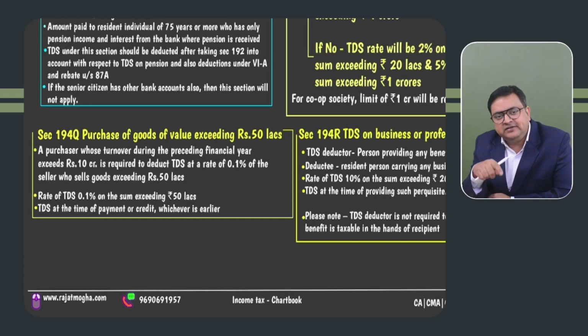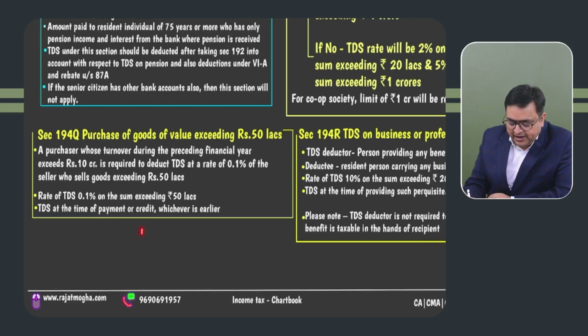There is simultaneously a section in TCS also, 206C(1H). If you don't remember the section number, that's completely fine. There's simultaneously another section. Let me cover that also. In case the seller's turnover of the last year is more than 10 crore and they are selling goods to a buyer for more than 50 lakh rupees, then TCS will be collected at the same rate, 0.1% in excess of 50 lakh.